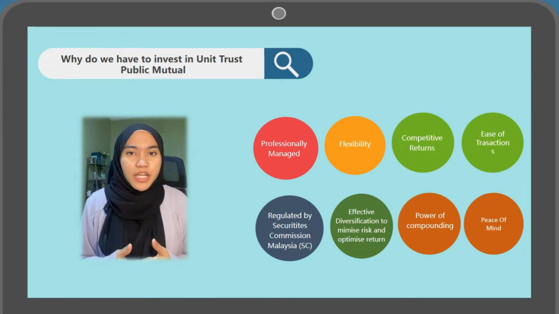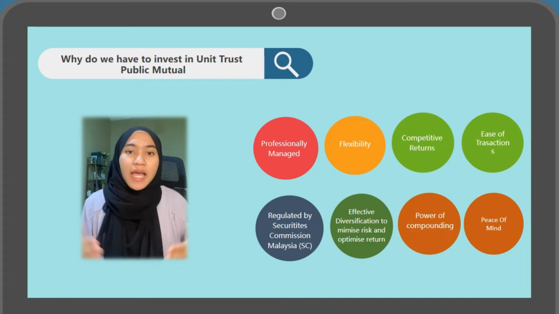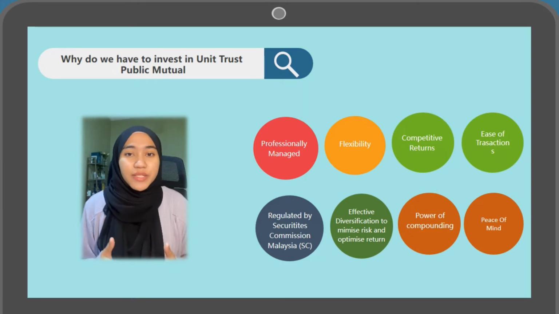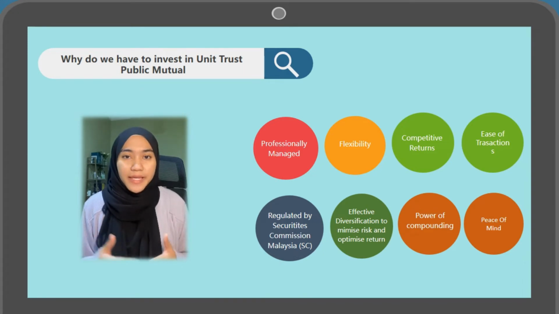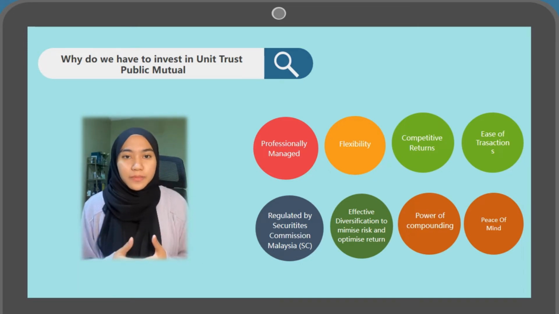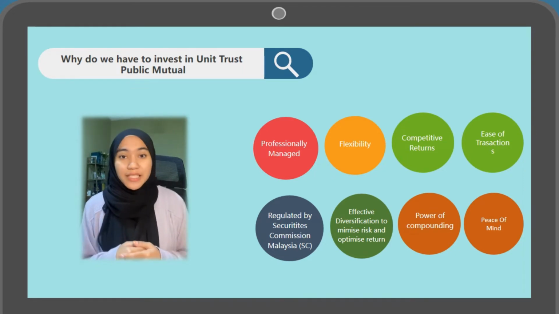First, professionally managed in accordance with Sharia principles. Unit trusts are handled by full-time specialists who ensure that the monies invested generate the best return possible. Second, competitive returns. Returns of up to 12% are possible, and some funds even provide higher and better returns. There are times when the returns are less attractive, but long-term investing is far superior to fixed deposits.